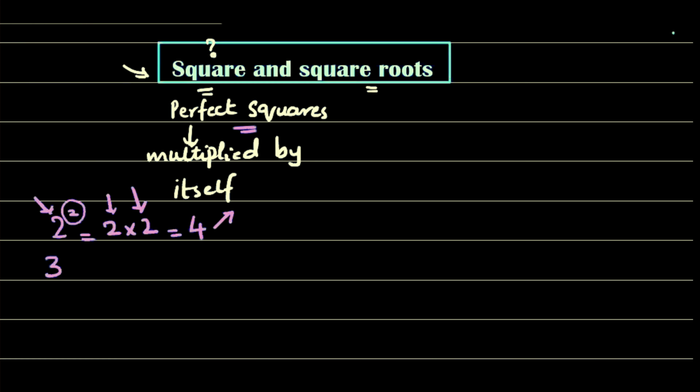Let me write more perfect squares. 3 square means 3 times 3. 3 we will multiply by itself, and the answer we will get is 9. That is called a perfect square, or a square number. And I should start with 1. 1 square, 1 times 1 is giving us the same answer. There will be no change.